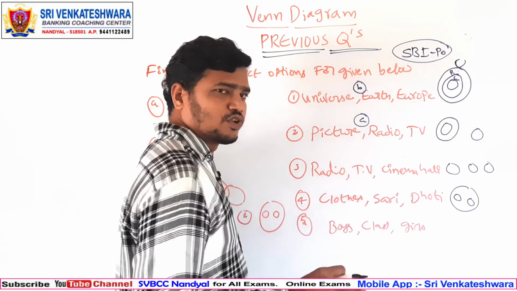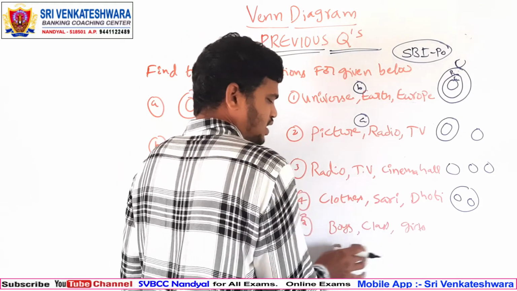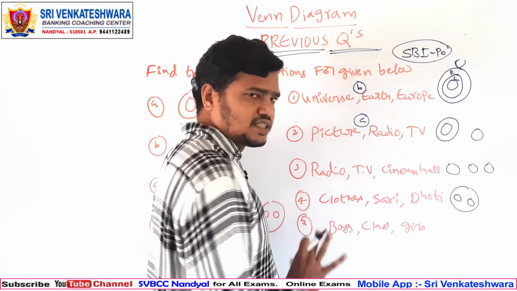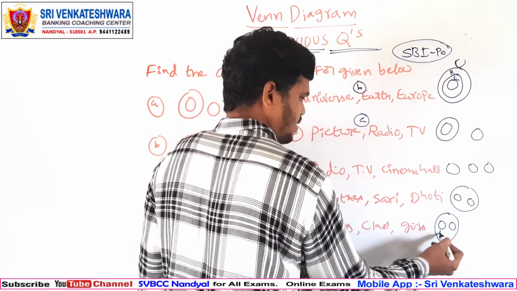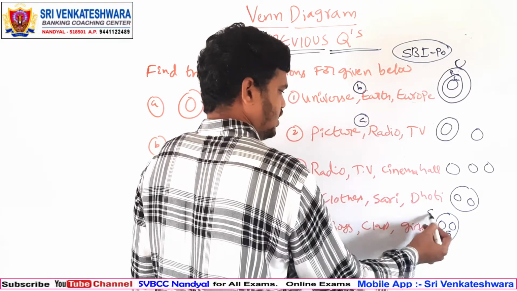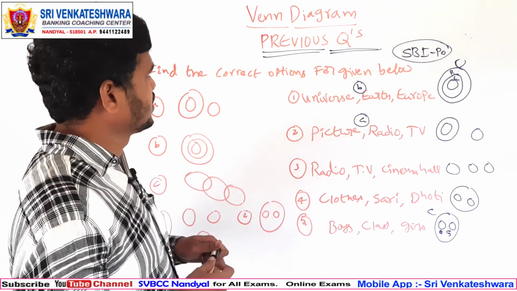Okay, next, boys, class, girls. In the classroom you can have the boys and girls. But both are different. Boys are male, girls are female. So class, boys, girls. This is the class. Okay, so this is the very simple topic of Venn diagrams.